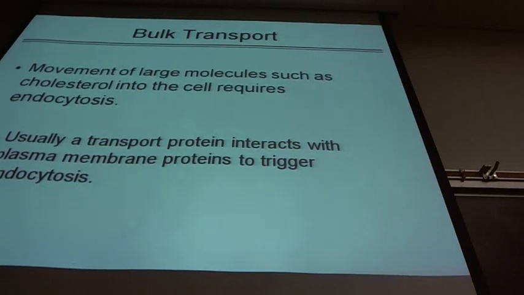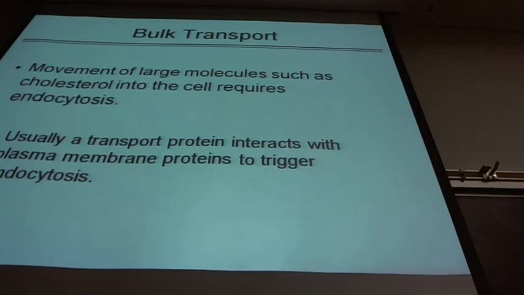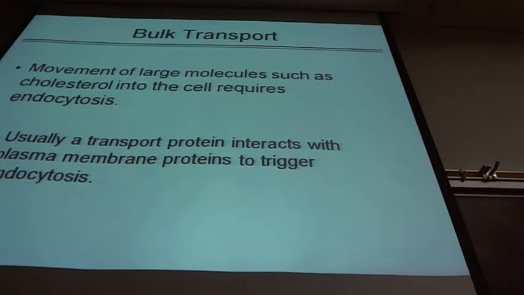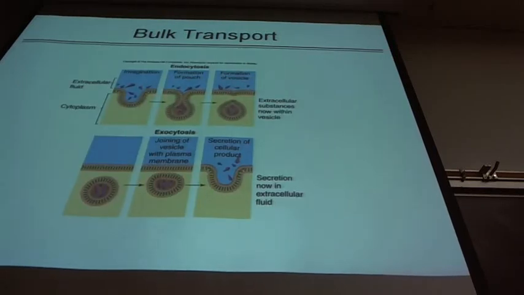Molecules with cholesterol into the cells requires endocytosis. And that's where the cell membrane invaginates. The molecule comes in, it seals, and you've got the vacuole. And it's either digested or becomes part of the lysosome, but it's used within the cell. Transport proteins interact with plasma membranes to trigger it. So they've got a receptor. Most of the time it's receptor mediated. Invagination, it forms a pouch, it forms a vesicle. There's endocytosis.